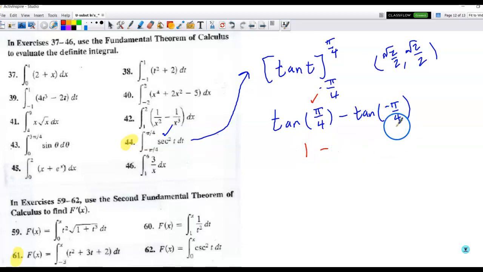And then looking at the lower bound, negative pi over 4, recall, is rotated in the opposite direction. So we are now in the 4th quadrant. And in the 4th quadrant, cosines are positive and sines are negative. So we're going to get a negative 1. So that's minus negative 1, which is 2. So that is the net accumulated area from negative pi over 4 to pi over 4 for tangent t.